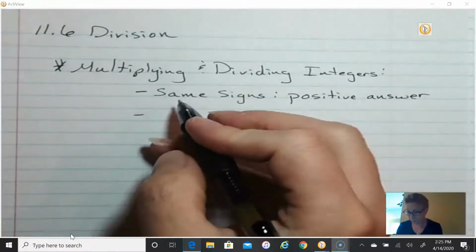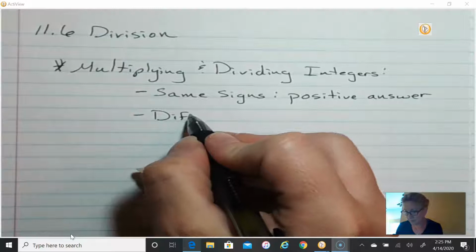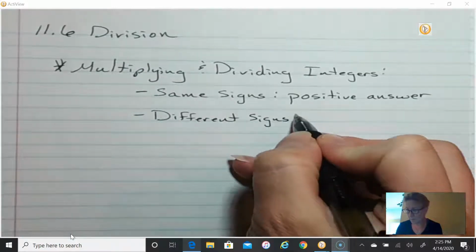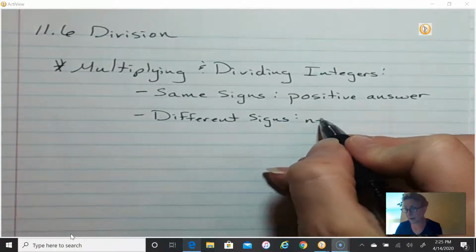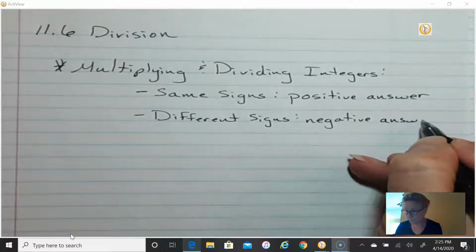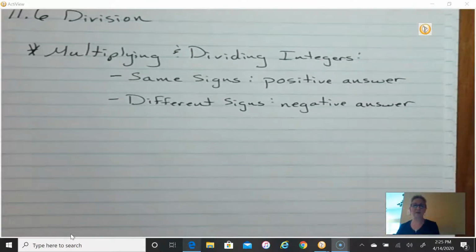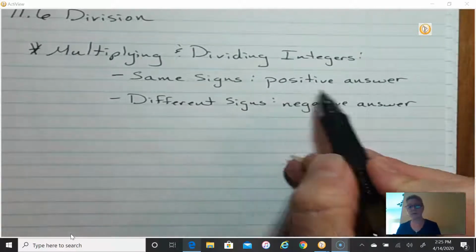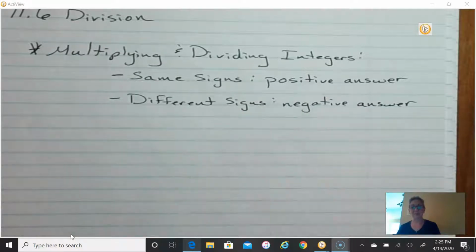If they have different signs, you will always get a negative answer. Always, always, always. If the signs are the same, it can be a negative and a negative or positive and a positive. You will get a positive answer. If the signs are different, you have a negative and a positive or positive and a negative, you will always get a negative answer. Okay?